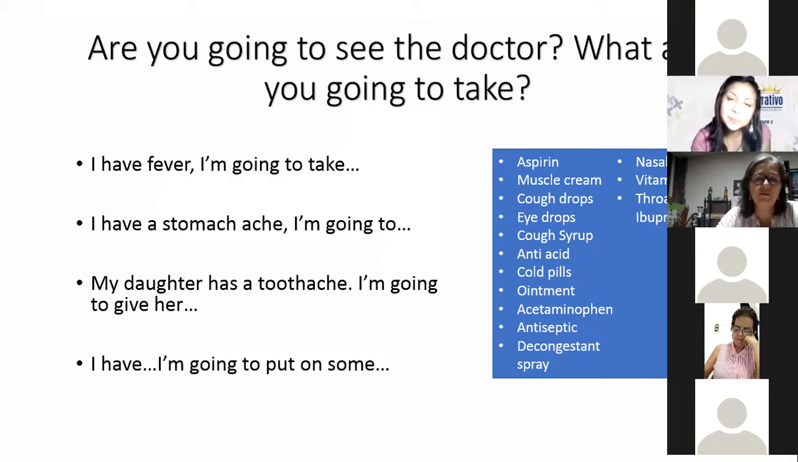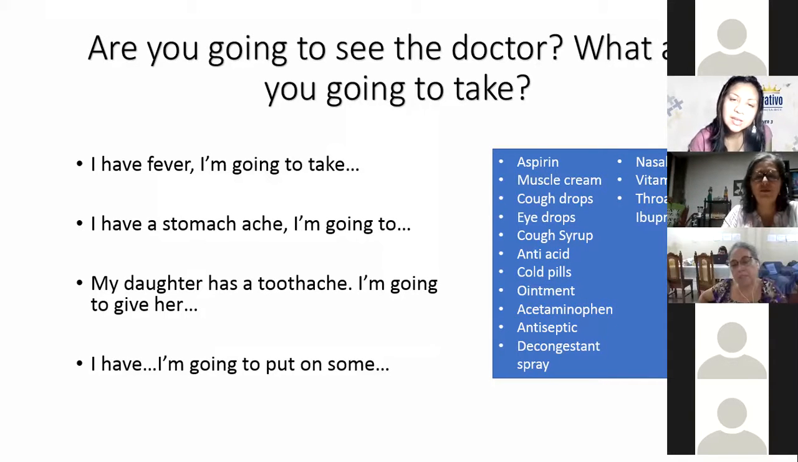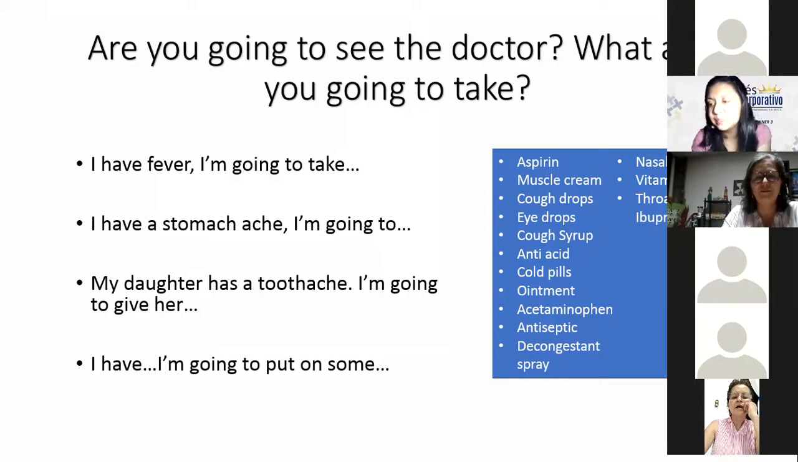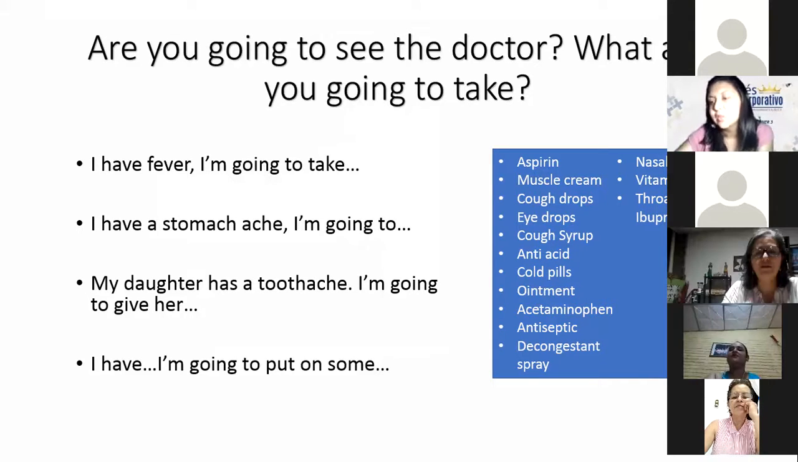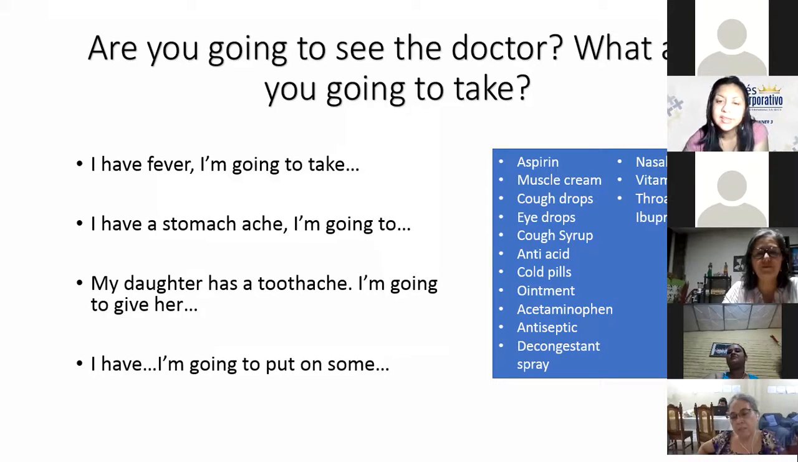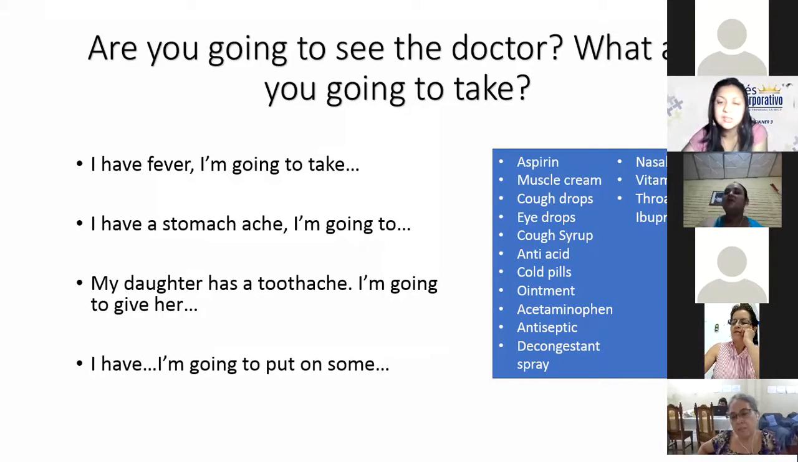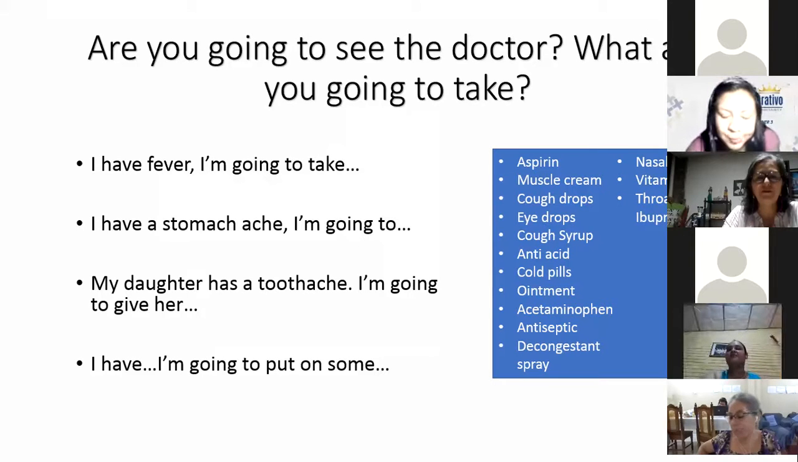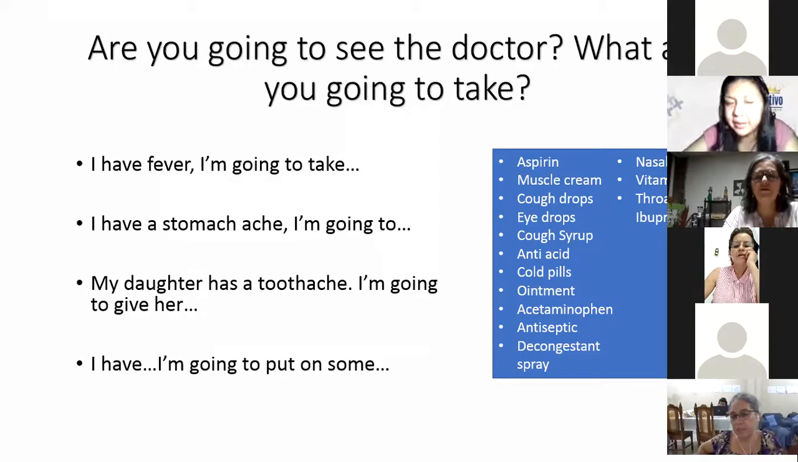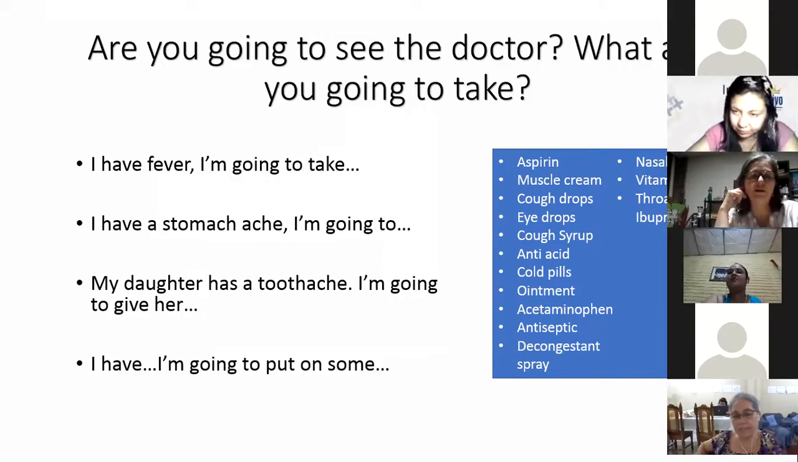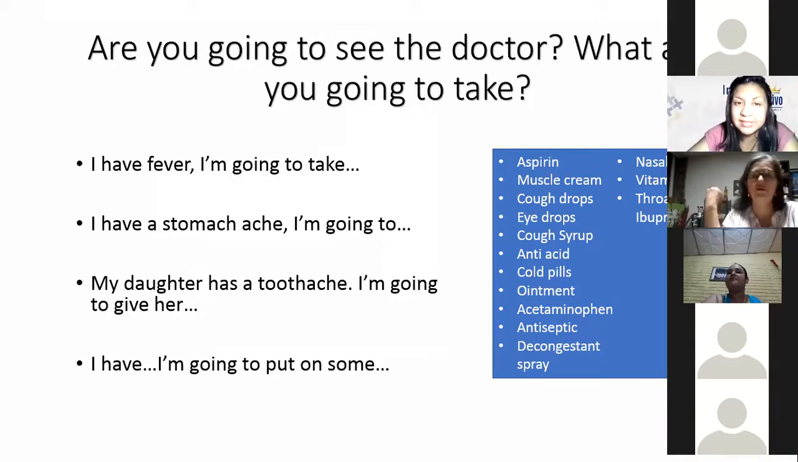Syrup. Cold pills. Ointment. Acetaminophen. Antiseptic. Anxiety. Decongestant. Spray. Nasal spray. Vitamins.